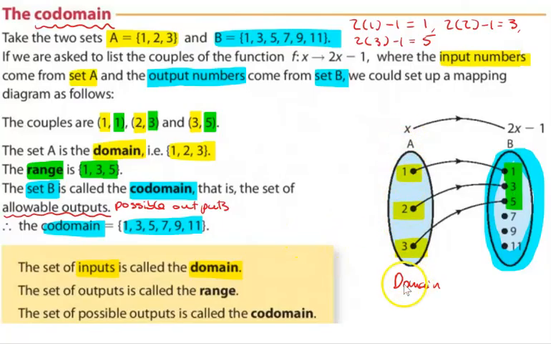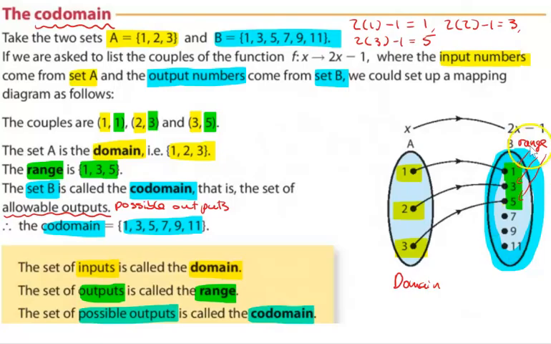So our x values, our inputs, are our domain. The set of inputs is called a domain. The set of outputs is called a range. So 1, 3, and 5 are the range. And the set of possible outputs is called a codomain. That's highlighted in blue. So that's all of the elements inside of set B, even the ones that do not have arrows going towards it.